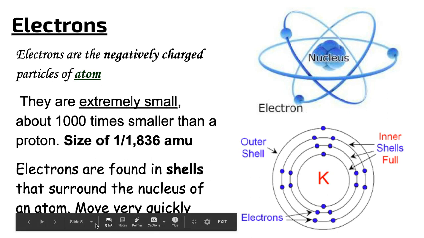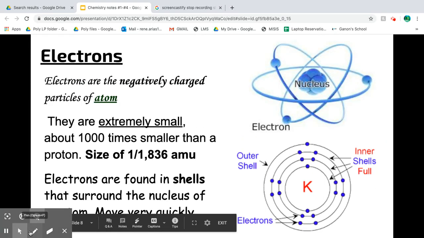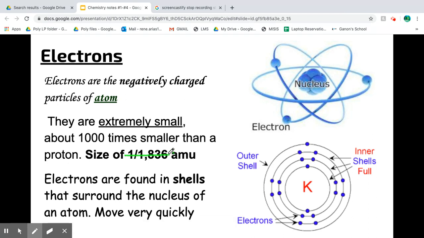Because this is so small, if you put this in the calculator, you're going to get something like 0.000. So we can just consider this to be 0. When we're thinking about electrons, we just say they have a mass of 0 atomic mass units. They're so small that we don't even take them into consideration.